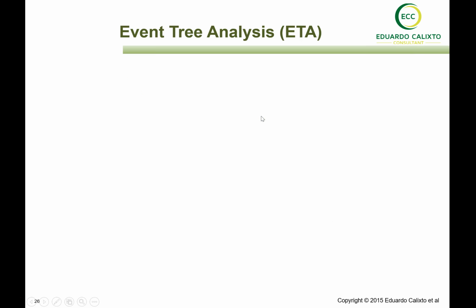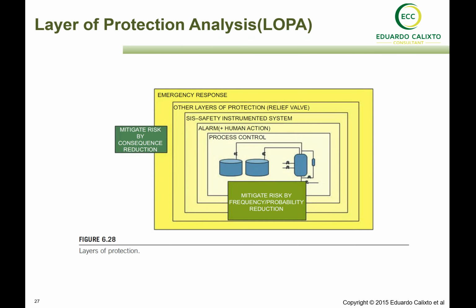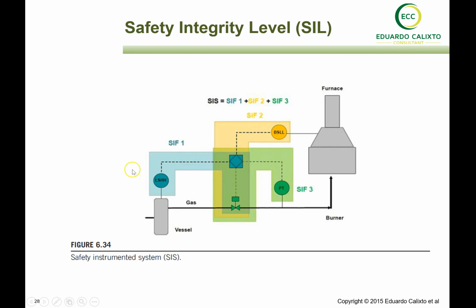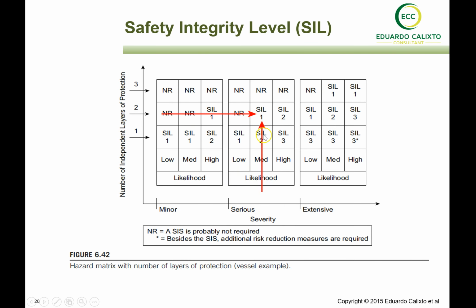So previously we discussed LOPA, and in this discussion we defined the safety instrumented system. So when we say there is a safety instrumented system in here, we're talking about this different combination of safety instrumented functions, and of course there needs to be a level, and this level is related to the severity of the hazard that will be taken into account. And in this matrix method to define the safety integrity level, we also consider how many layers of protection are in place, and then we define the SIL level.